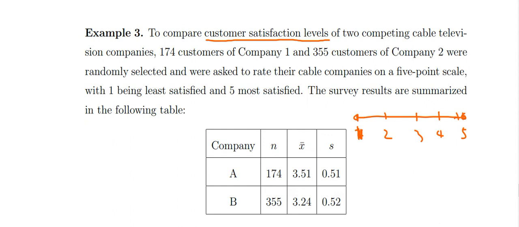So we just use the average. So x bar is 3.51 for company A and 3.24 for company B. And S is the standard deviation, which is this.